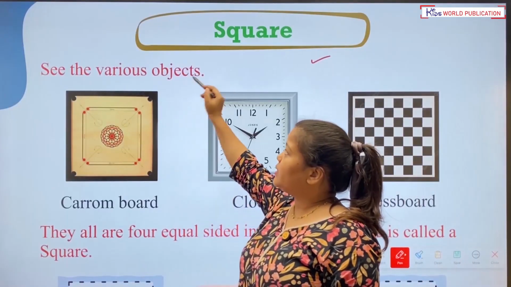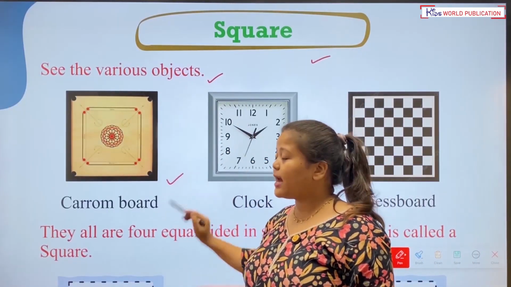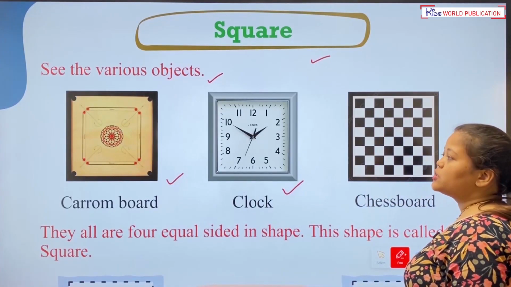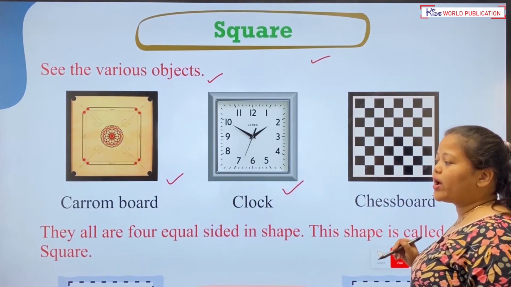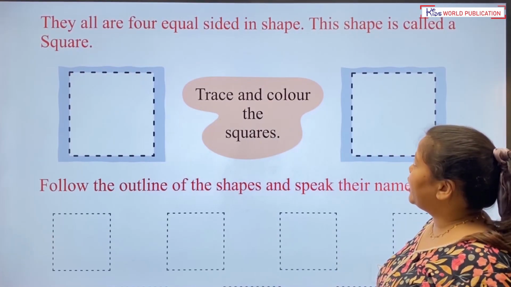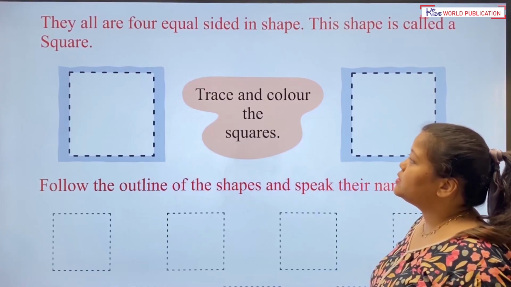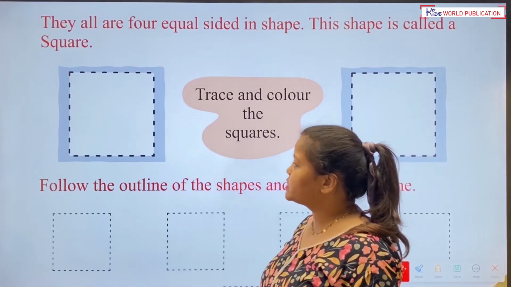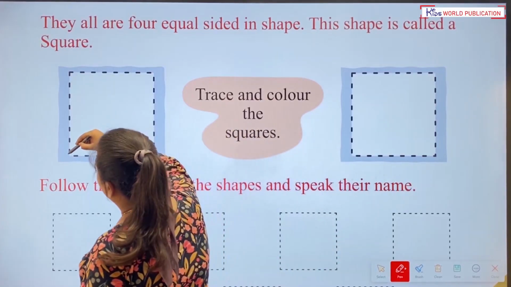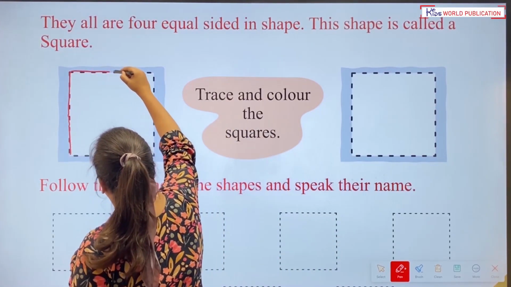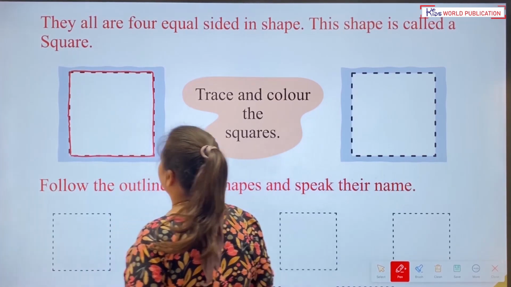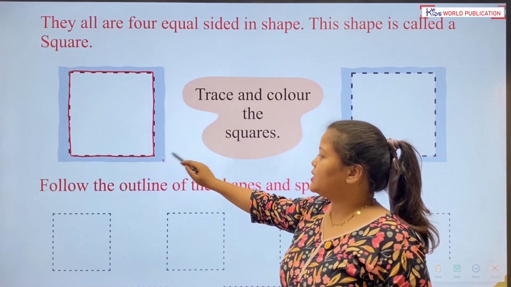Square. See the various objects. Carom board, clock, chessboards. So these all three objects are square in shape. They all are four equal sided in shape. These shapes are called square. So squares have four sides and they all are equal. So let's trace it. This is how you will trace it.